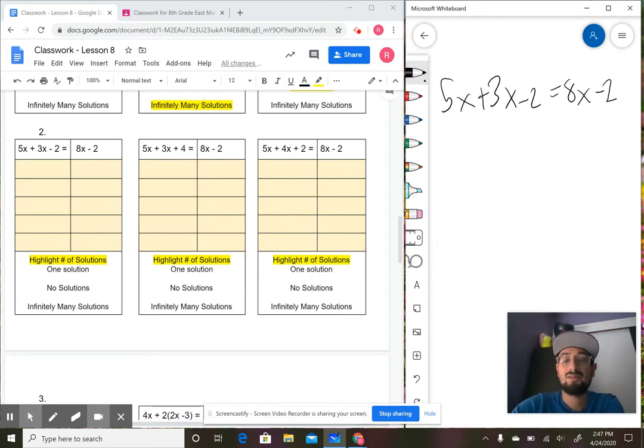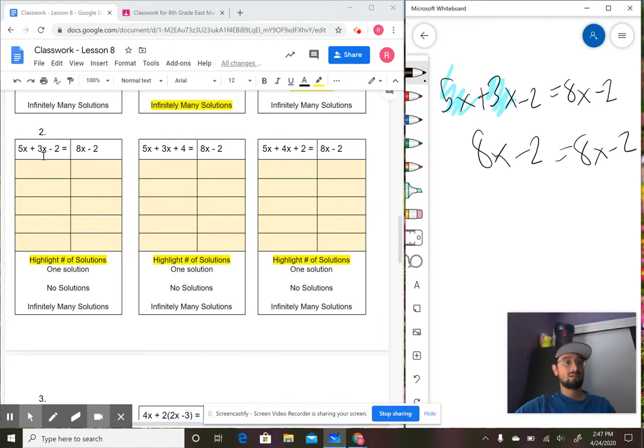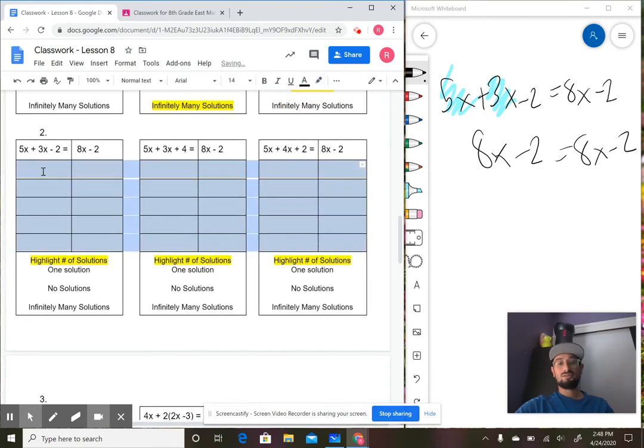So you see how these two are the same? They are both x's, and they're both on the same side, the same term on the same side. So you get 8x minus 2 is equal to 8x minus 2. Subtract that on both sides. So 8x minus 2 is equal to 8x minus 2.